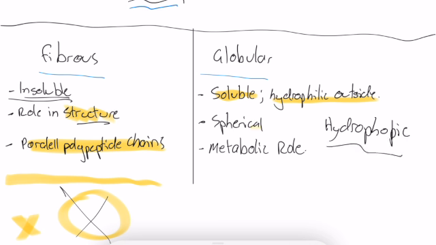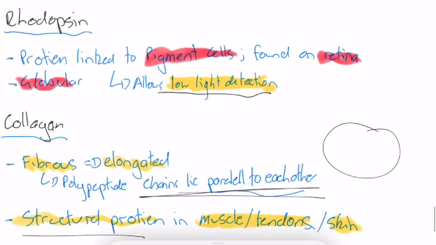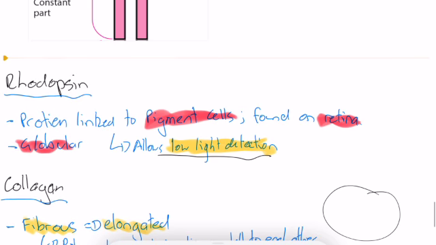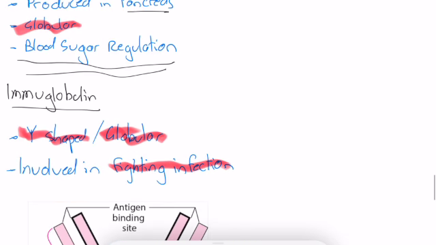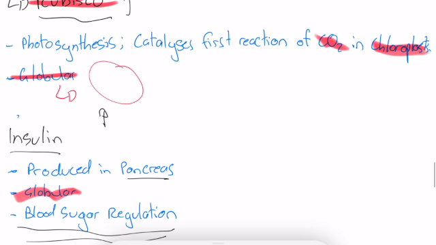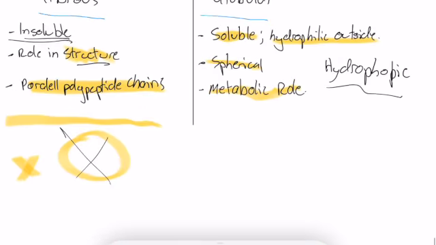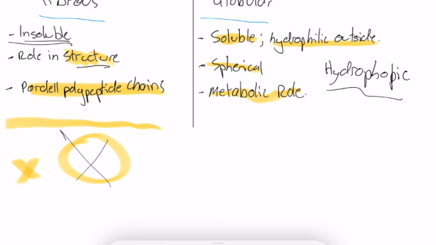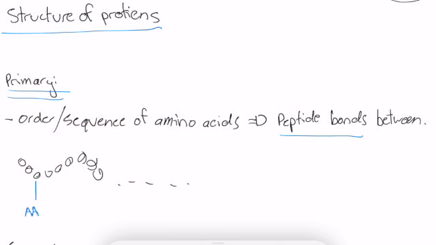So spherical, and we know it has a metabolic role. So just looking up earlier, rhodopsin was globular, immunoglobulin, globular as well, insulin, and Rubisco, all examples of globular structural type protein. There are different structures of proteins typically reflecting on their complexity. So firstly, we have your primary structure, which is effectively just the order and sequence of amino acids.